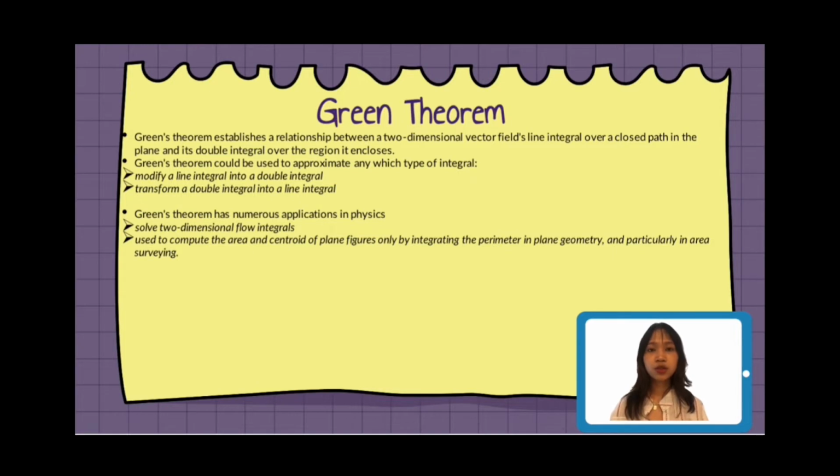This theorem can be used to modify a line integral into a double integral, and it can also be used to transform a double integral into a line integral. There are numerous applications in physics with Green's Theorem. One is where it can solve two-dimensional flux integrals, which state that the sum of fluids exiting a volume equals the total of all fluids exiting an enclosing area, and it can be used to compute the area and centroid of plane figures only by integrating the perimeter in plane geometry, and particularly in area surveying.